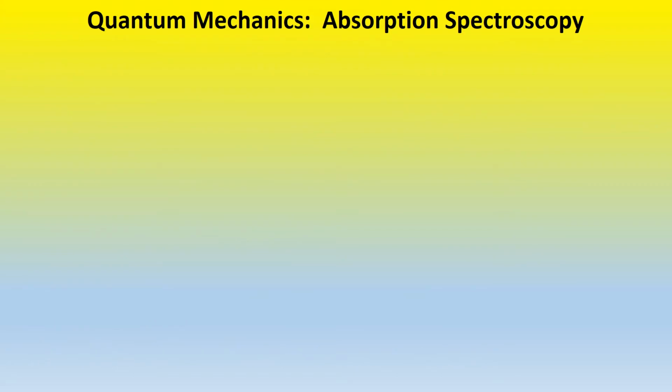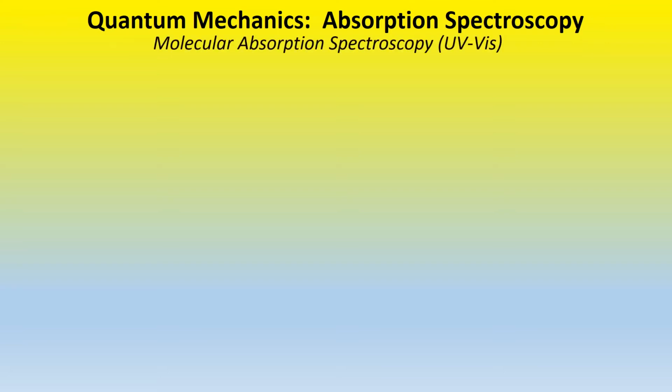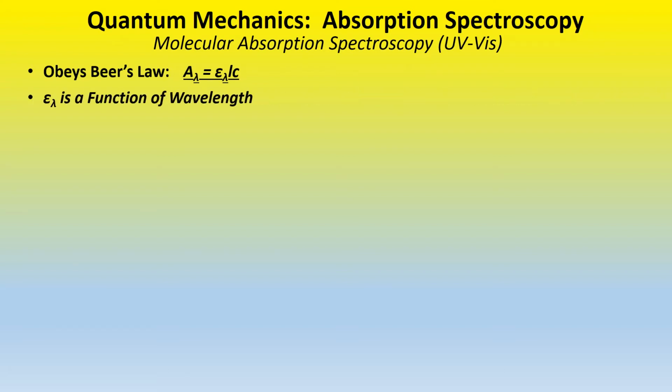Atomic absorption gives valuable information about the structure of the atom. We now look at molecular absorption spectroscopy. As stated, this also obeys Beer's law, where A sub lambda is equal to epsilon sub lambda L times C. Epsilon, the molar extinction coefficient, is a function of wavelength.